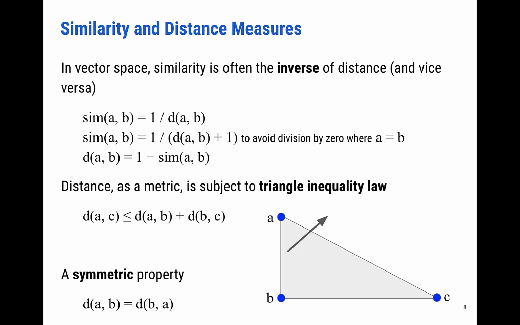The other property of a similarity and distance measure is that they have to be symmetric. So we want to say that the distance between A and B is equal to the distance between B and A, and we want to say the same thing about similarity.